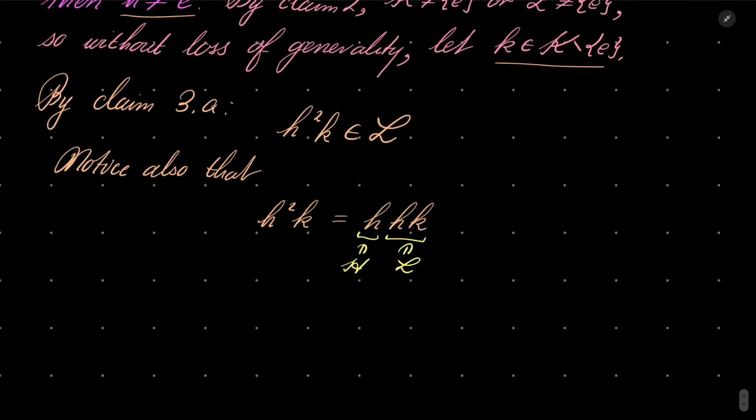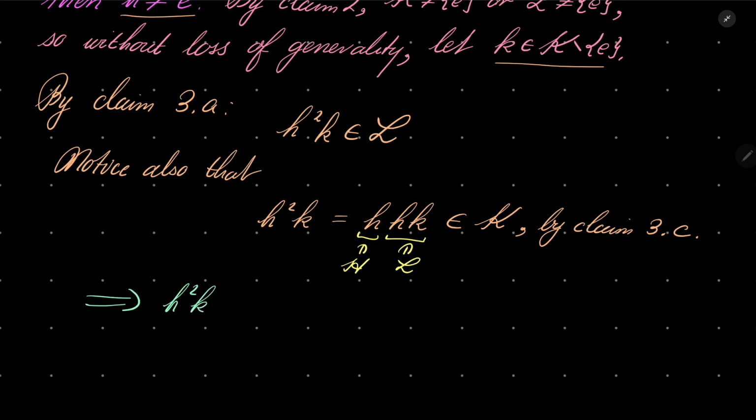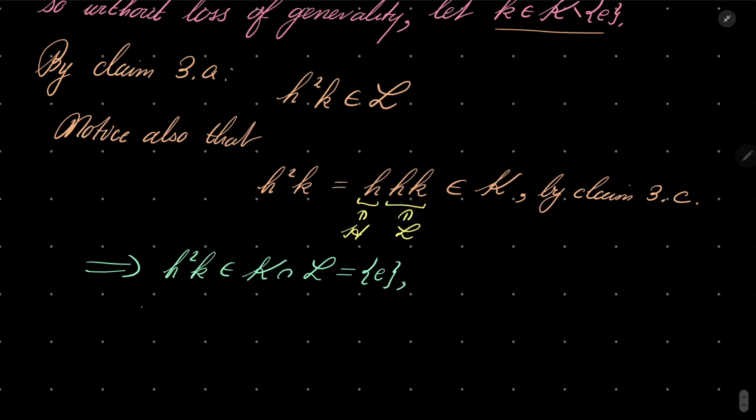So it's in K by claim 3.c. By claim 3.c. And now we have a problem, because that implies that H squared K is both in K and in L, so it's E, i.e. H squared K equals E.